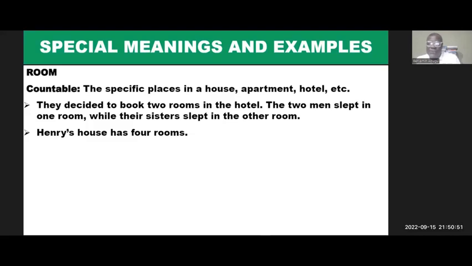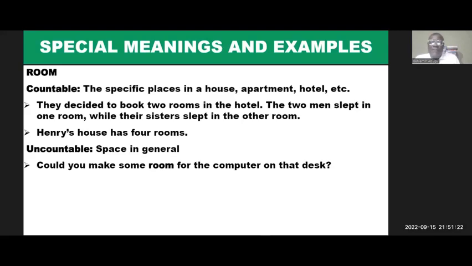So when you are looking at rooms as the physical space or spaces in a house, then you are referring to its countable meaning. But then we can look at room from its uncountable perspective. And in that case, we are using room to refer to space. And space is uncountable. So, for example, could you make some room for the computer in that desk? Room here is just to make a space, okay? There is enough room for her in the car.